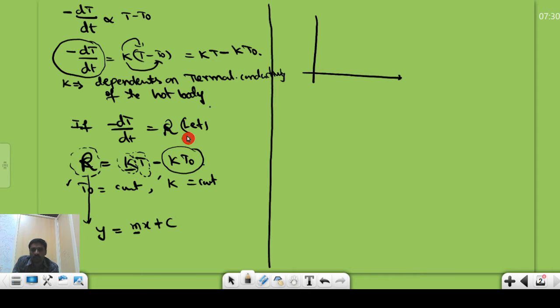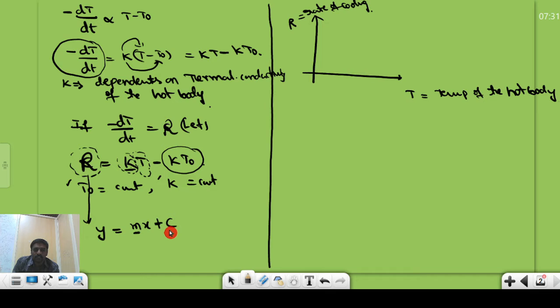Let me draw the graph to show how it looks. So this is the graph which we are drawing. The y value is R, the rate of cooling. What is the x value we are taking? T, the temperature of the hot body, we are taking on the x axis. Now, how will the graph look?